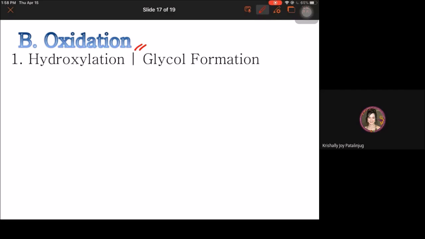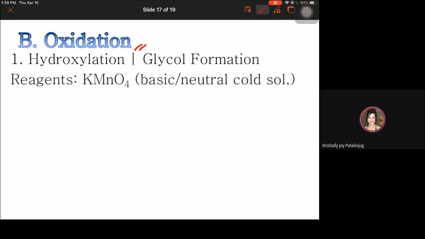Oxidation. What do you think is the atom being added? Very good. Oxygen. So in oxidation, you are adding oxygen. Addition of oxygen atom to a molecule, usually in the form of hydroxyl. Or this is simply removal of hydrogen. It's the same thing. In general, oxidation is addition of oxygen or removal of hydrogen. There are 2 specific types of oxidation reaction. We have hydroxylation, also known as glycol formation.